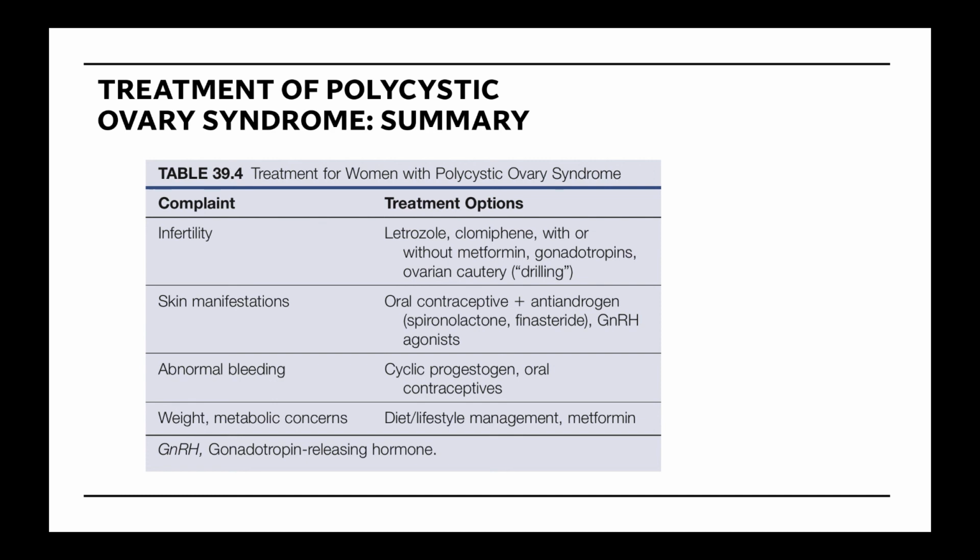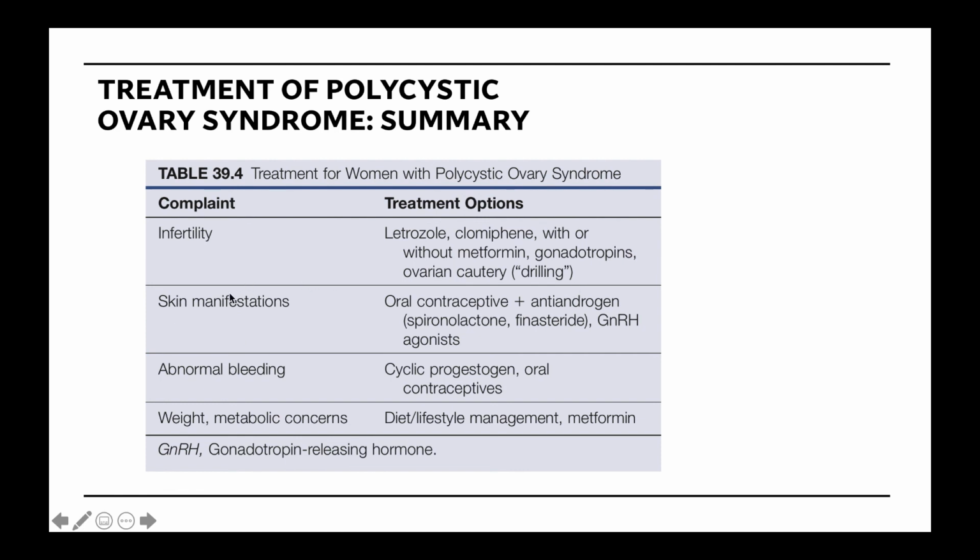Now, this is a very nice summary, showing us the different treatment regimens for women with PCOS according to the patient's concern or chief complaint. So if the concern is infertility, then the treatment options include letrozole, clomiphene, with or without metformin, and we can also offer gonadotropins or ovarian drilling as a second line.